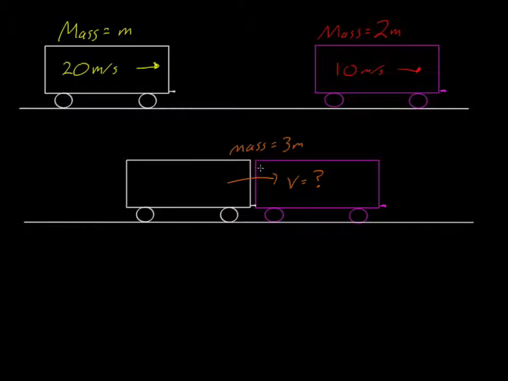Well, the overall mass of the new composite unit is going to be 3m, but what is our velocity going to be? Well, we're going to use the principle of the conservation of momentum to figure that out. Momentum is normally defined by the variable p, and it's going to be equal to an object's mass times its velocity.